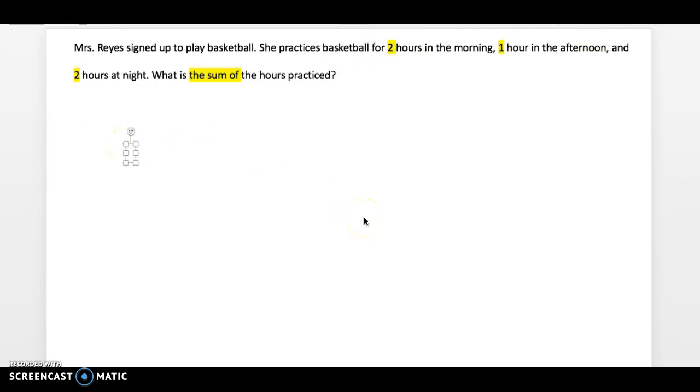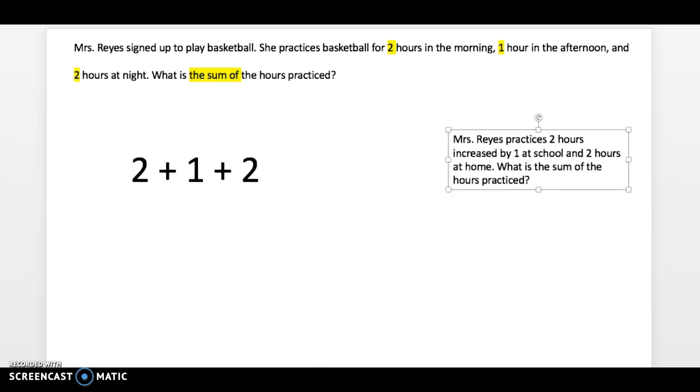Let's put our numbers into our text box. Because our question is asking us for the sum of the hours practiced, we're going to take the 2 hours that she practiced in the morning, the 1 hour in the afternoon, and 2 hours at night, and we are going to simply add them together. Now my next question would be, how can we change this numerical expression to fit my parentheses?